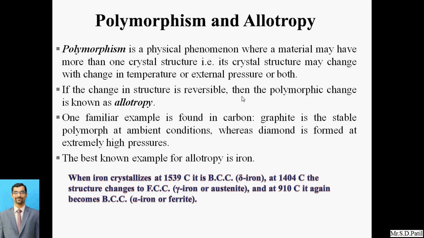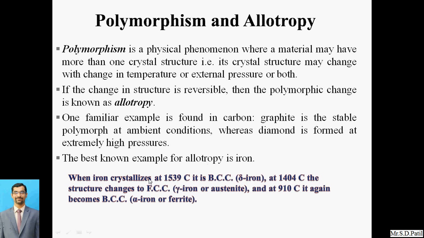Before we go to other contents, you should have a clear understanding of these two terms. One familiar example is found in carbon: graphite is the stable polymorph at ambient conditions, whereas diamond is formed at extremely high pressure. So that is the example for polymorphism, and for allotropy the best example is iron.